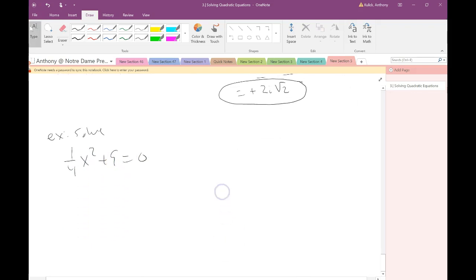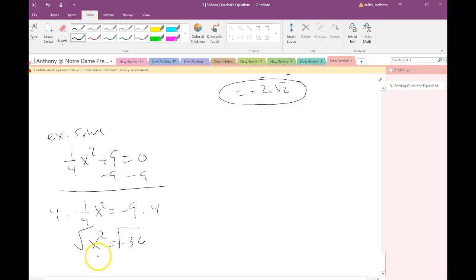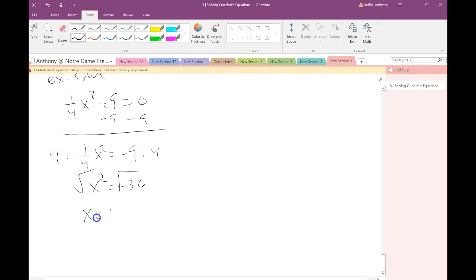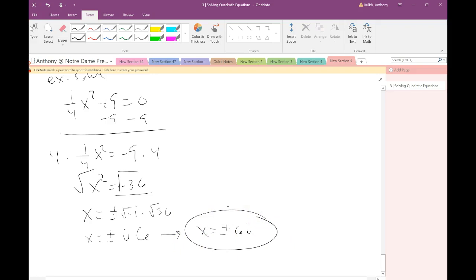So using these imaginary numbers, I can solve things like this. So I'll start by subtracting 9 from both sides, multiply both sides by 4, square root both sides. When I square root both sides, I get my plus or minus, and now I'm going to use my product property to rewrite this as square root of -1 times square root of 36. Square root of -1 is i, square root of 36 is 6, and really the way I'm going to write this is 6i. Typically write the i's at the end.